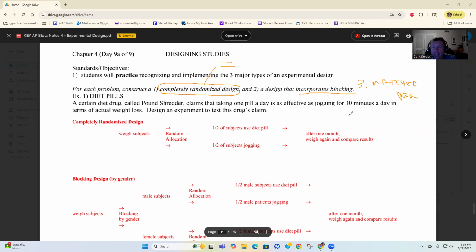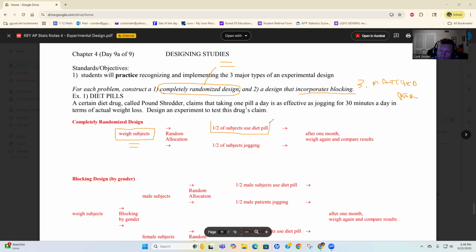Diet pills. See if it's as effective as jogging for 30 minutes a day. Now, if you were to design an experiment, you can write a paragraph, you can put directions, or you can draw a picture. And I like to put little squares around everything. Weigh the subjects. In this case, you'd want to say something about the subjects should all weigh about the same. They should be very similar in their dietary needs, how many pounds they are overweight, for example. Random allocation, please use that phrase.